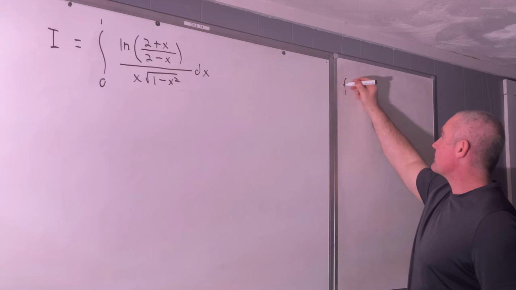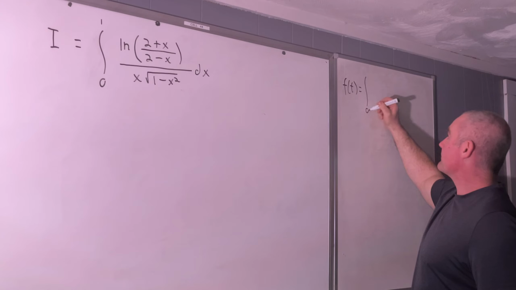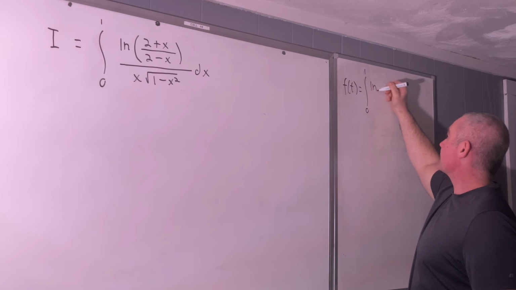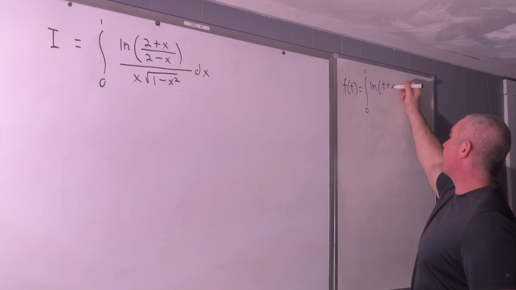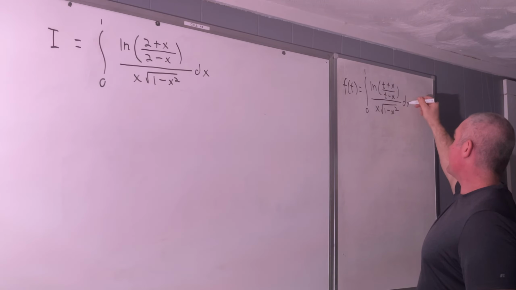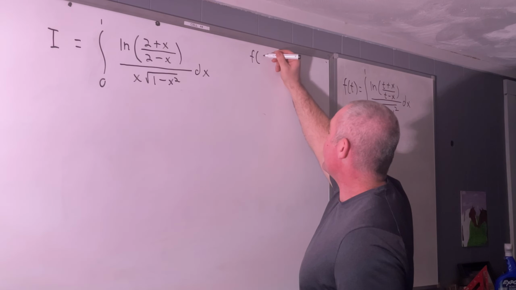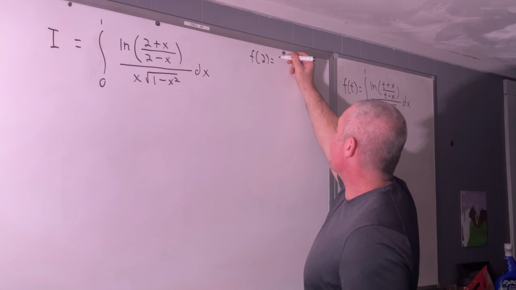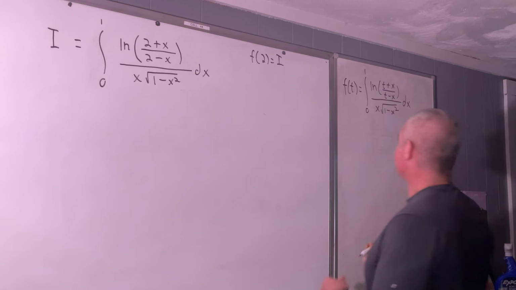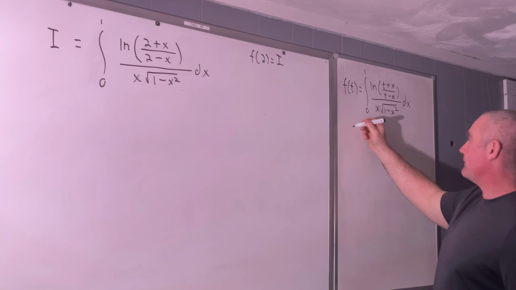We're going to create a function of t that's equal to the integral from 0 to 1 of the natural log of (t plus x over t minus x) all over x square root of 1 minus x squared dx. And we will note that f evaluated at 2 gives us back our original integral. Okay, now what? We need f prime of t.